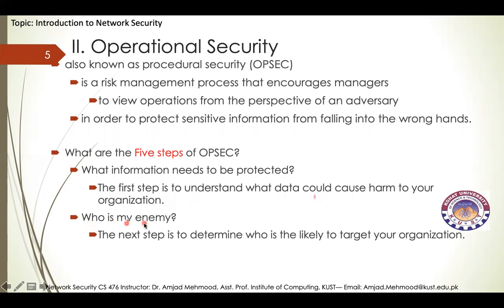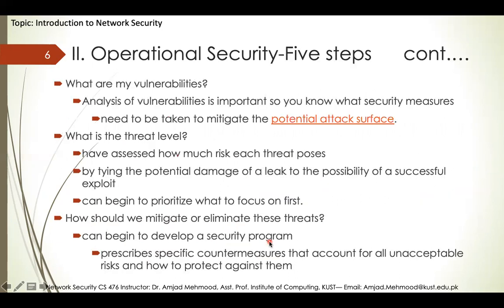Who is my enemy? This is the second step. The next step is to determine who is likely to target your organization. Operation security, five steps. The third step is: what are my vulnerabilities? You have to scan for those. Analysis of vulnerabilities is important, so you know what security measures need to be taken to mitigate the potential attack surface. And the fourth one is: what is the threat level?